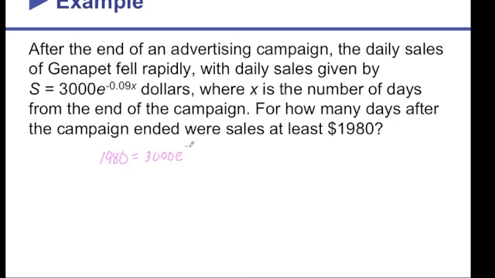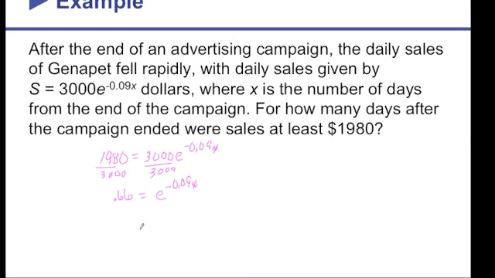3,000 e to the negative 0.09x. First thing I would do was divide by 3,000. This happens to go in evenly at 0.66 and stops. If it doesn't stop, just leave it as the fraction I need to divide. That equals e to the negative 0.09x.